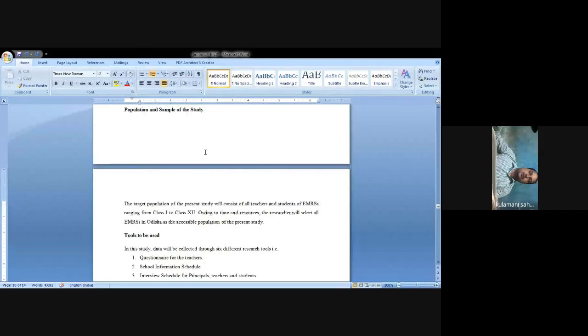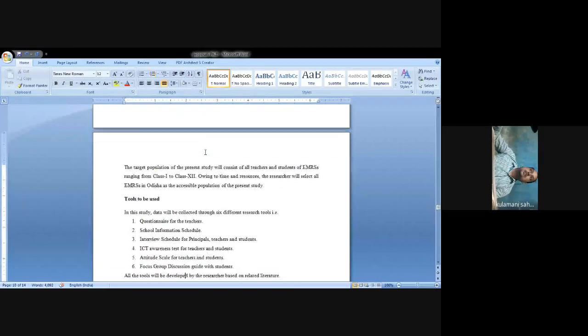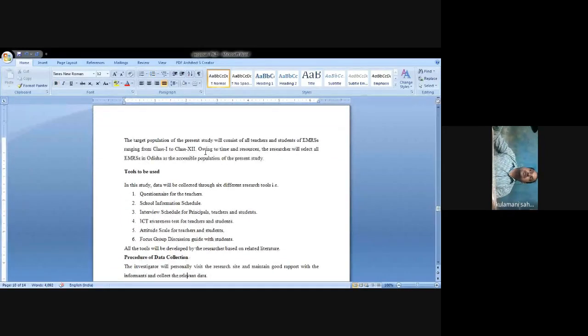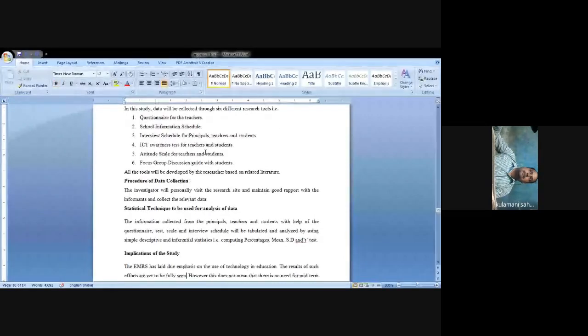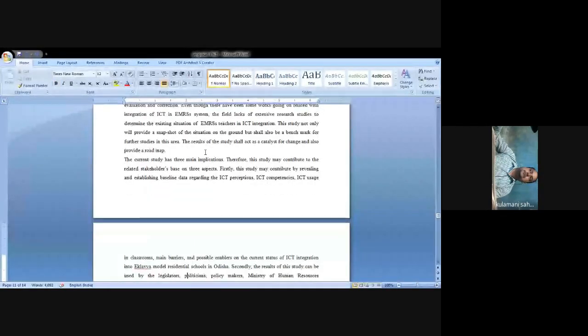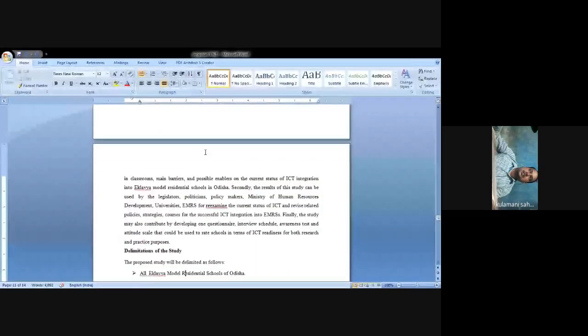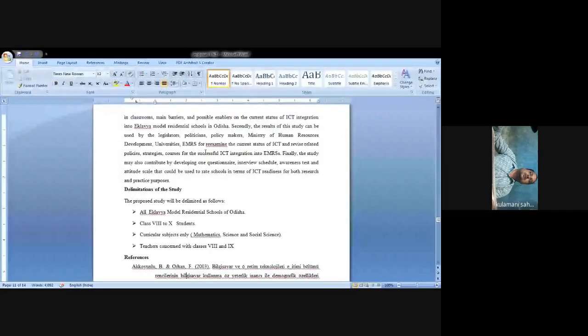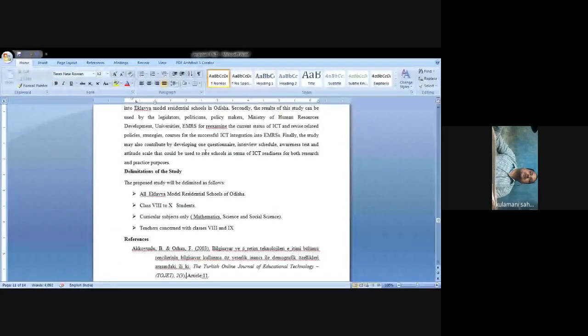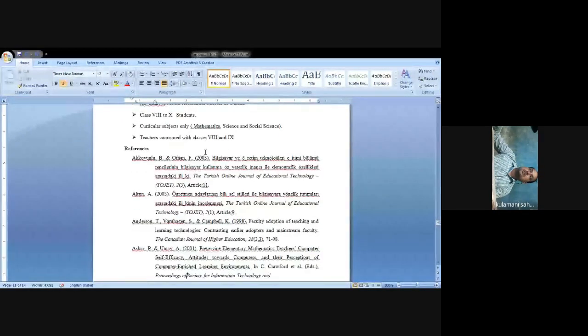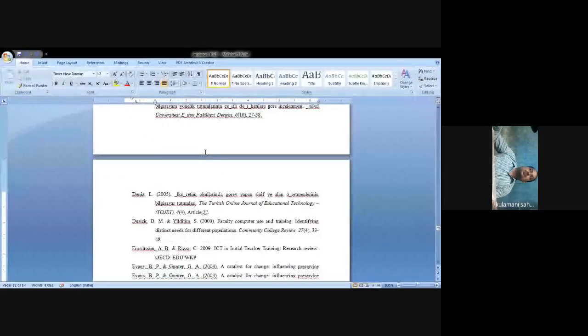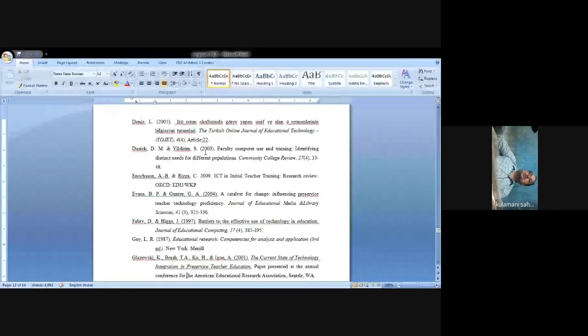Tools and techniques to be used. Data will be collected through different research tools. Then procedural data collection, then statistical techniques to be used, then implications of the study, then the limitations of the study, then comes references. These are the important components of a research proposal or plan which you need to focus on while preparing your research proposal.